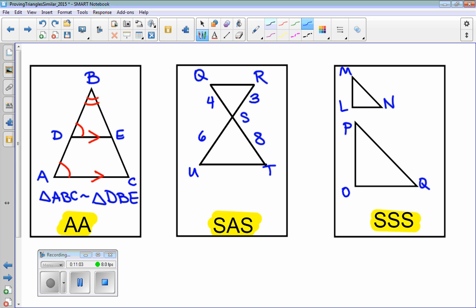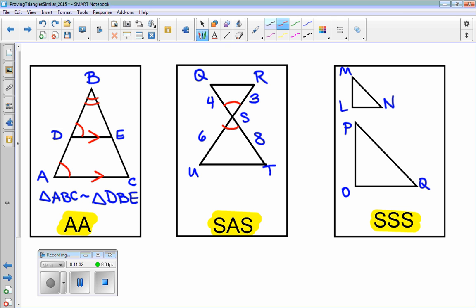So if we look up here, notice I'm looking at the position of the angle. I know something about some sides. We'll get to that in a minute. Do I have any angles that happen to be congruent? Because we know that in similar polygons, angles are congruent, sides are proportional. So do I have congruent angles? Yes. I've got vertical angles. Excellent, Brittany. So I know that these angles are congruent because they're vertical.